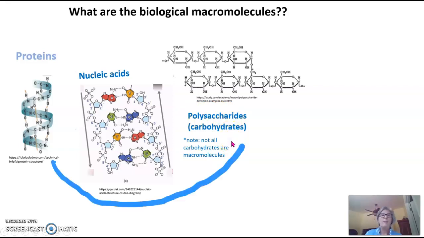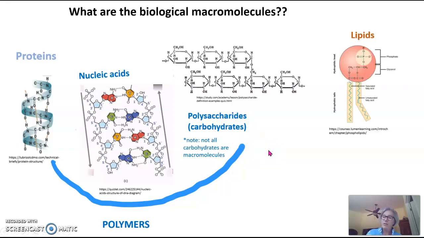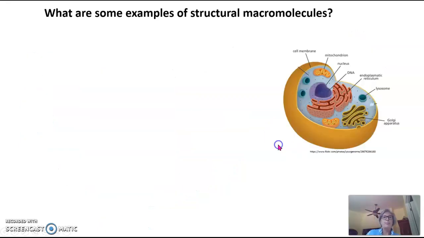These 3 classes of macromolecules, proteins, nucleic acids, and carbohydrates, are polymers. They are composed of repeating subunits. The final class of macromolecules, the lipids, are not polymers. They are macromolecules because they are very large molecules, but they're not composed of repeating subunits. They're just composed of different subunits, and they are very, very large.